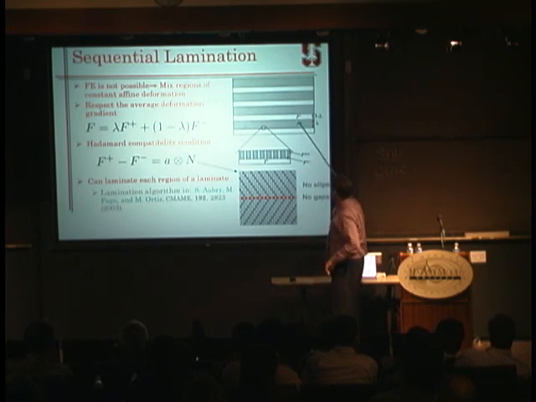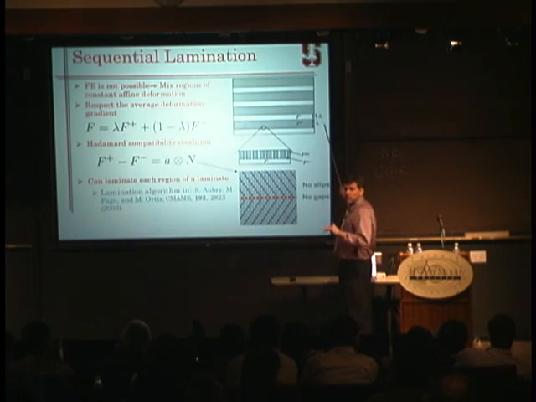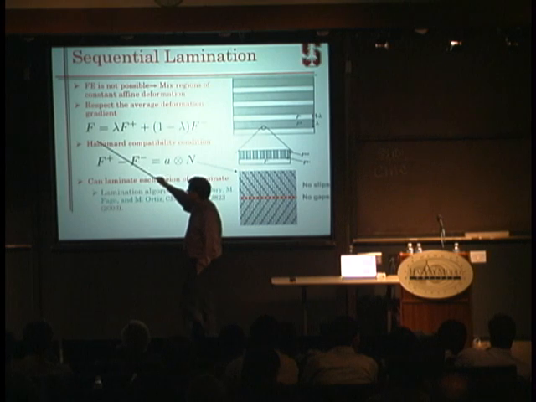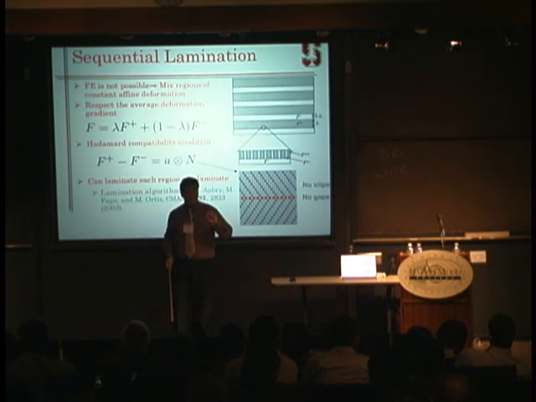So the gradient of this deformation will be denoted here F plus and here F minus, and they will be in a relation lambda and 1 minus lambda in width or mass fraction. So since we want to satisfy the boundary conditions that we apply, the affine mapping on the boundary, we request that F plus and F minus, with the lambda, be equal to F on average. Okay?